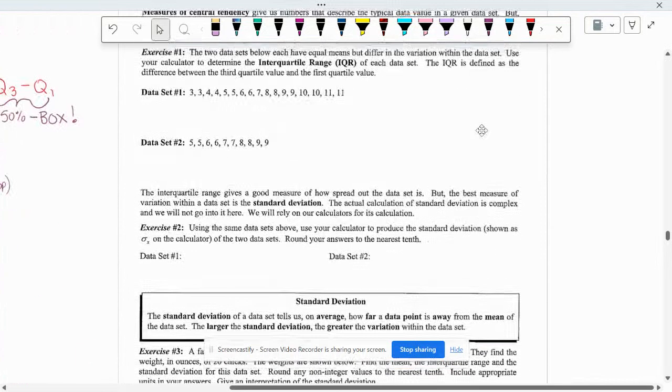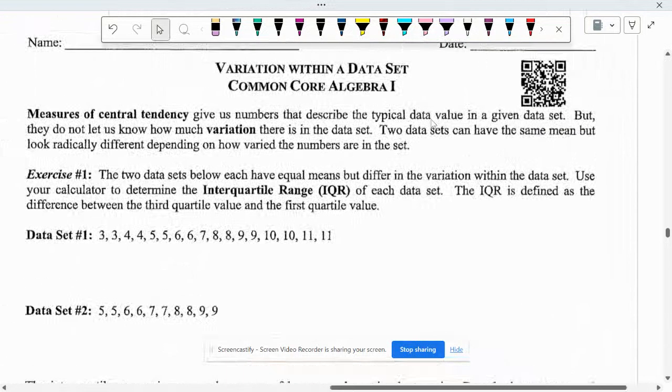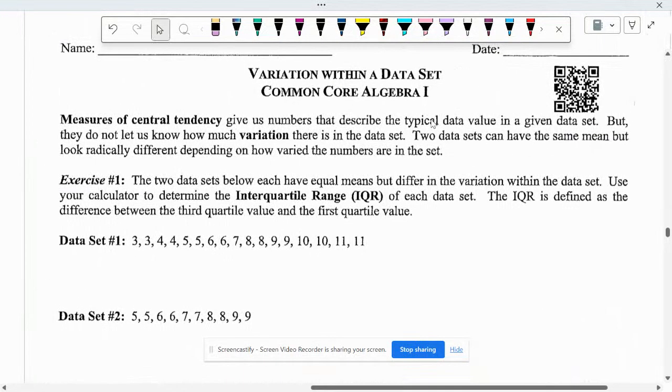So hopefully everybody is right here. It says variation within a data set, Common Core Algebra 1. Measures of central tendency. We already learned those. Let's just write up top what they are.